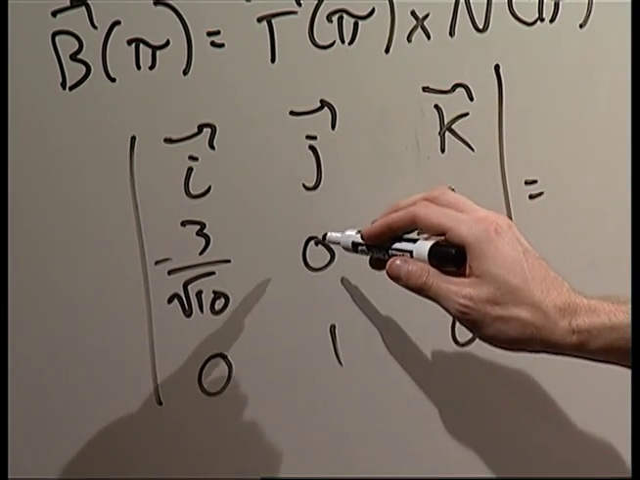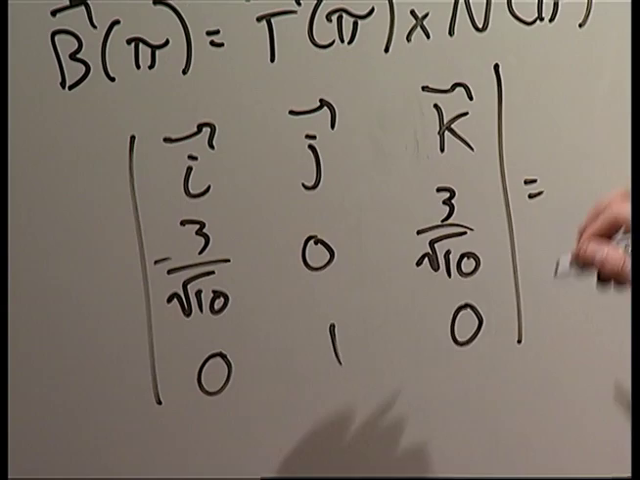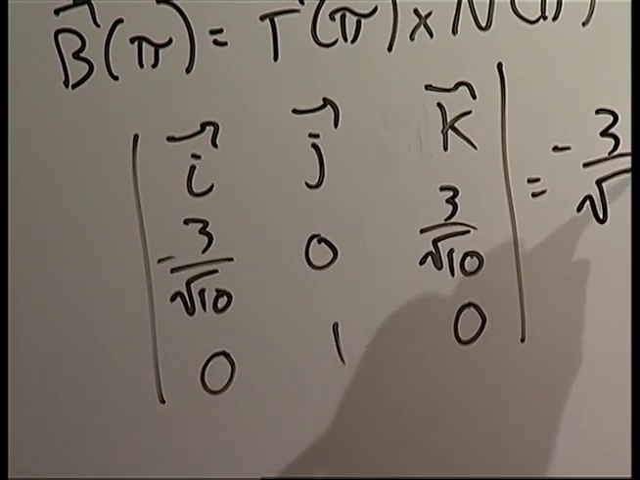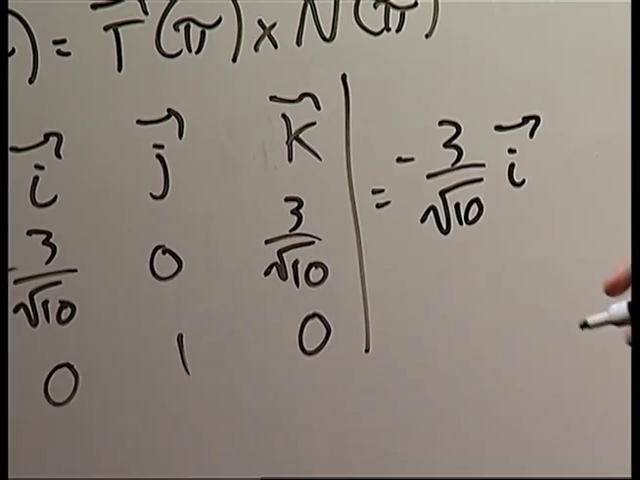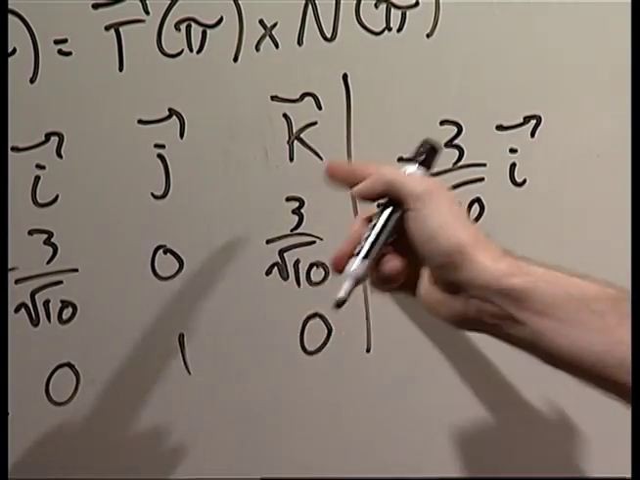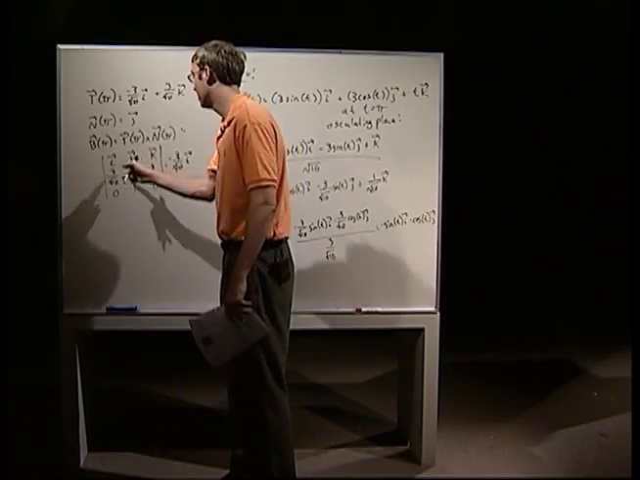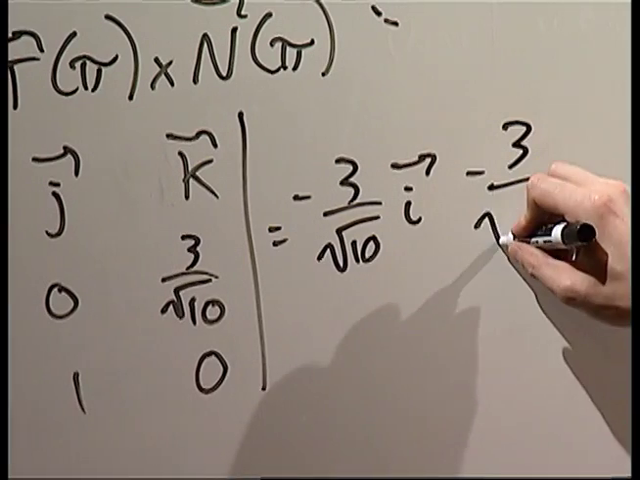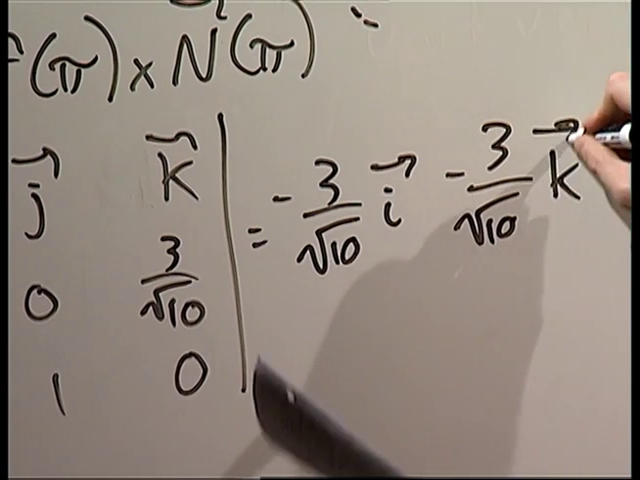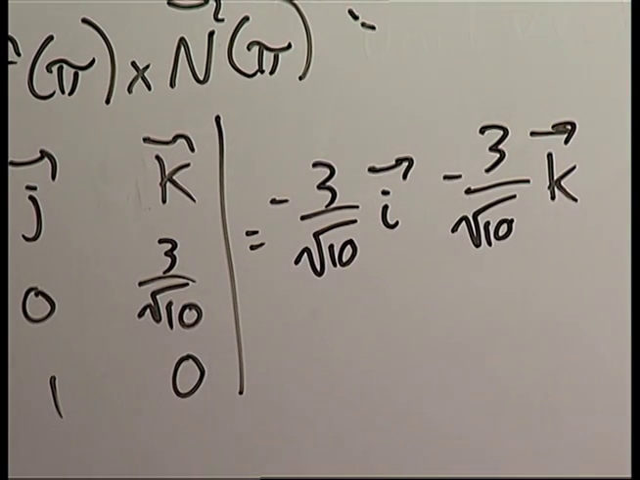So the i component is minus 3 over root 10 i. The j component is actually 0 here because that cancels with that, right? The k component ends up being minus 3 over root 10 k. This is what I have here.